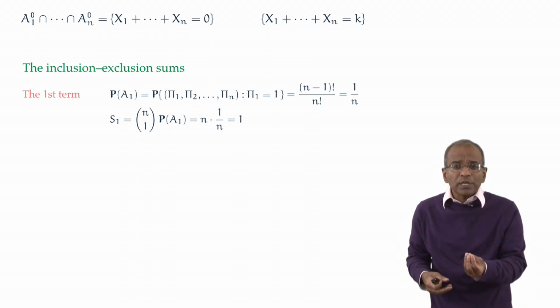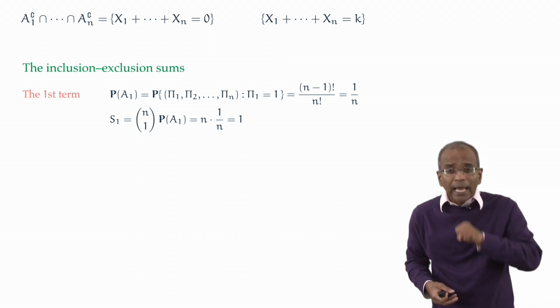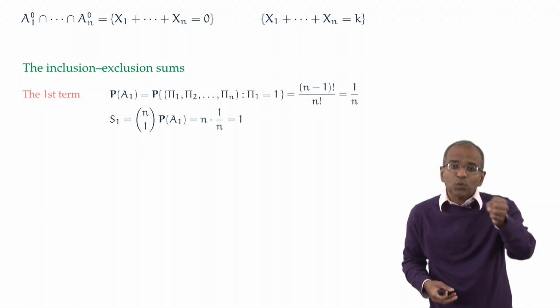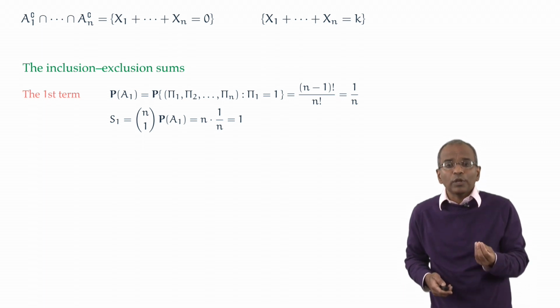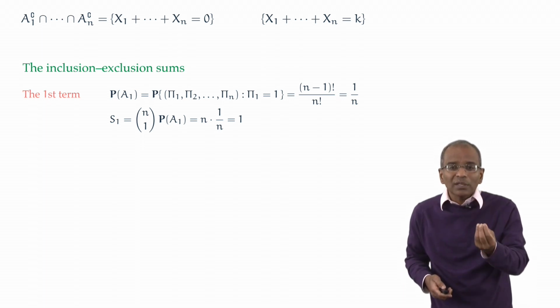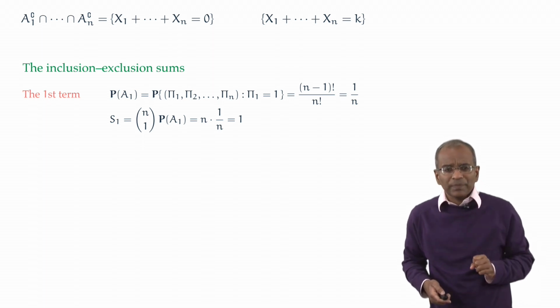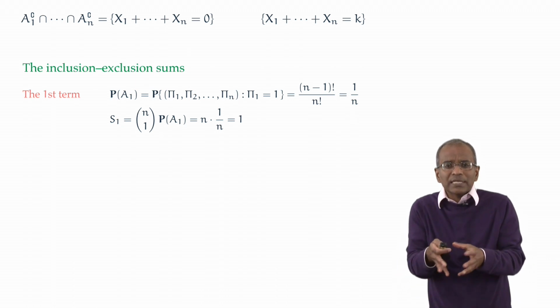There are n possibilities for the singleton, n ways of selecting the individual who we are looking at. For each such individual, the chance of his getting his hat back is 1 over n, and therefore the first term in the inclusion-exclusion formulation, S1, is exactly 1. Okay, this was perhaps too simple. We should look at a slightly more complex setting to see how we can settle our intuition.